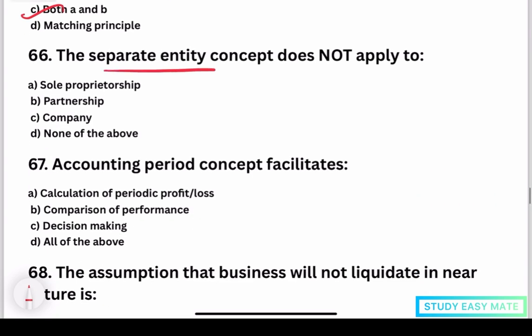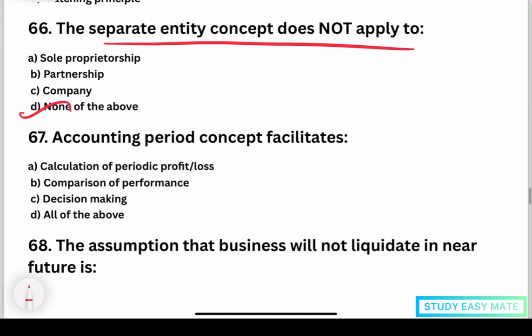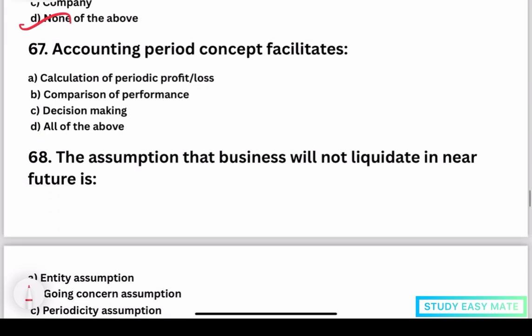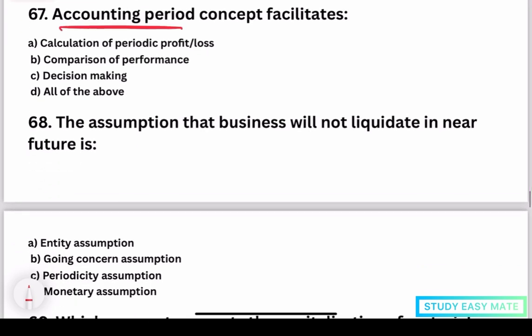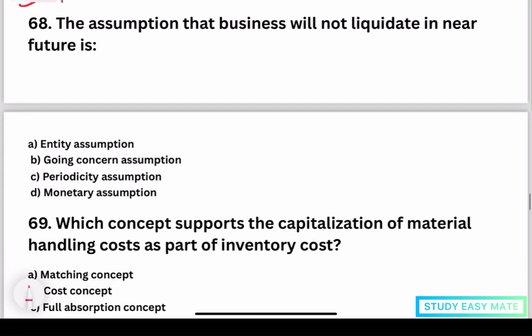The separate entity concept does not apply to which one? It is none of the above, because a separate entity applies to all forms of business organization, be it sole proprietorship or partnership and company. So in all cases, business transactions are recorded separately from the owner's personal transactions. 67, the accounting period concept facilitates all the above: calculation of periodic profit or loss, comparison of performance, decision making.